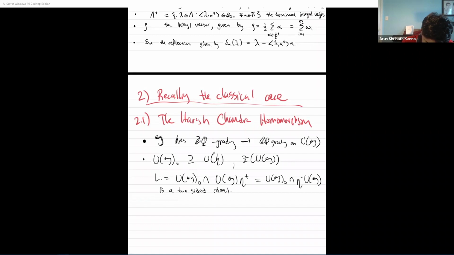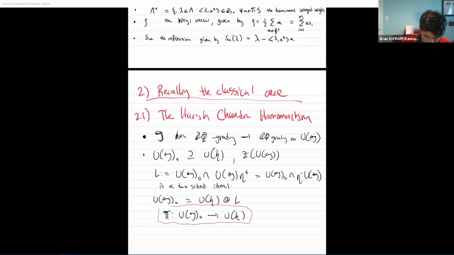So that's important because it's complementary to U(h) as a subspace here, and so it gives you a projection map, and because it's a two-sided ideal, this is actually an algebra homomorphism. So you get a projection map, which we're going to denote pi bar, from U(g)_0 to U(h). So let's box that. Okay.